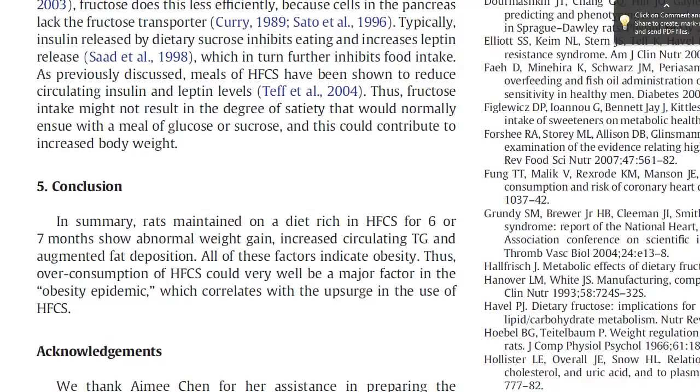Section 5, Conclusion. In summary, rats maintained on a diet rich in HFCS for 6 or 7 months show abnormal weight gain, increased circulating triglycerides, and augmented fat deposition. All of these factors indicate obesity. Thus, overconsumption of HFCS could very well be a major factor in the obesity epidemic, which correlates with the upsurge in the use of HFCS.